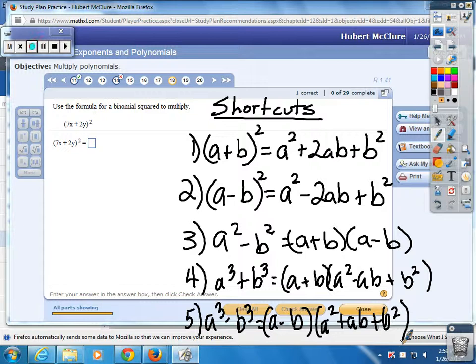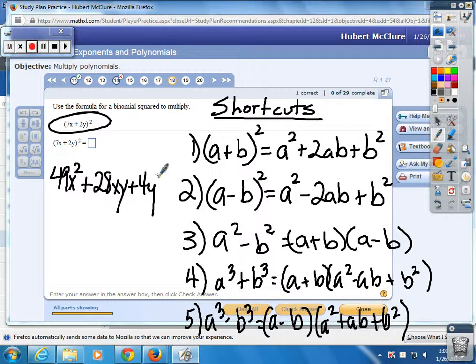So which one does this look like? Number 1. Does it look like the left side or does it look like the right side? Looks like the left, so that means your answer is going to look like the right. So what's A? 7x. So your answer is 49x squared plus 28xy plus what? 4y squared.